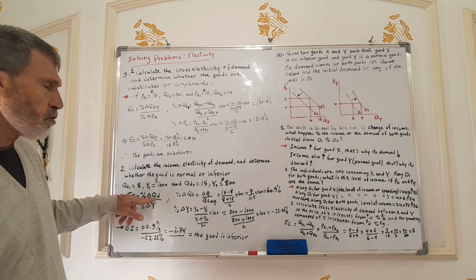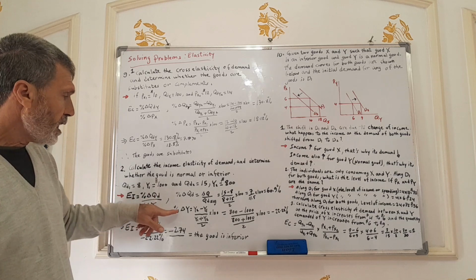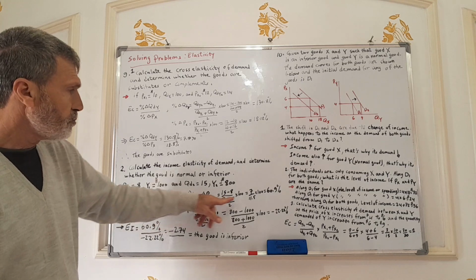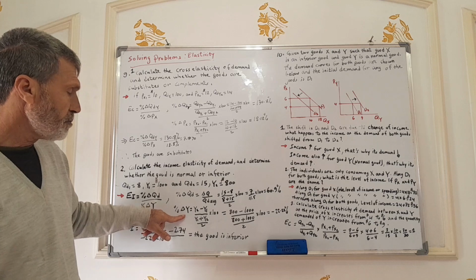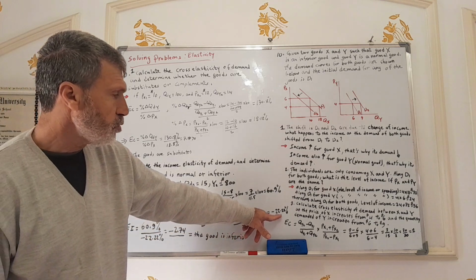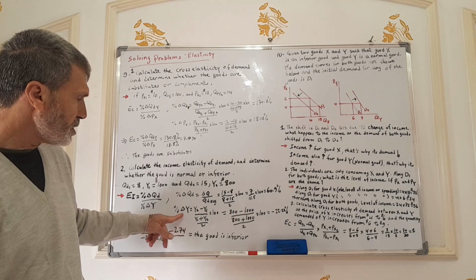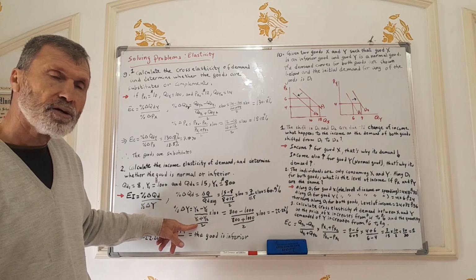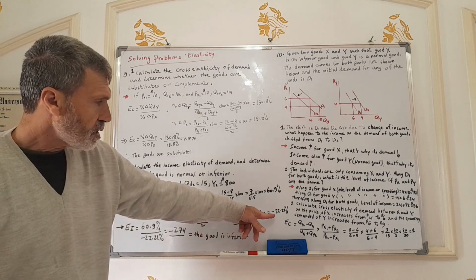EI is the percent change in quantity demanded over the percent change in income, where Y denotes income. When we calculate the percent change in the quantity demanded, we come up with 60.9%. And the percent change in income, we come up with minus 22.22%. This is the formula for the percent change in income, which is the change in income over the average income, which is this one here. And we come up with this.